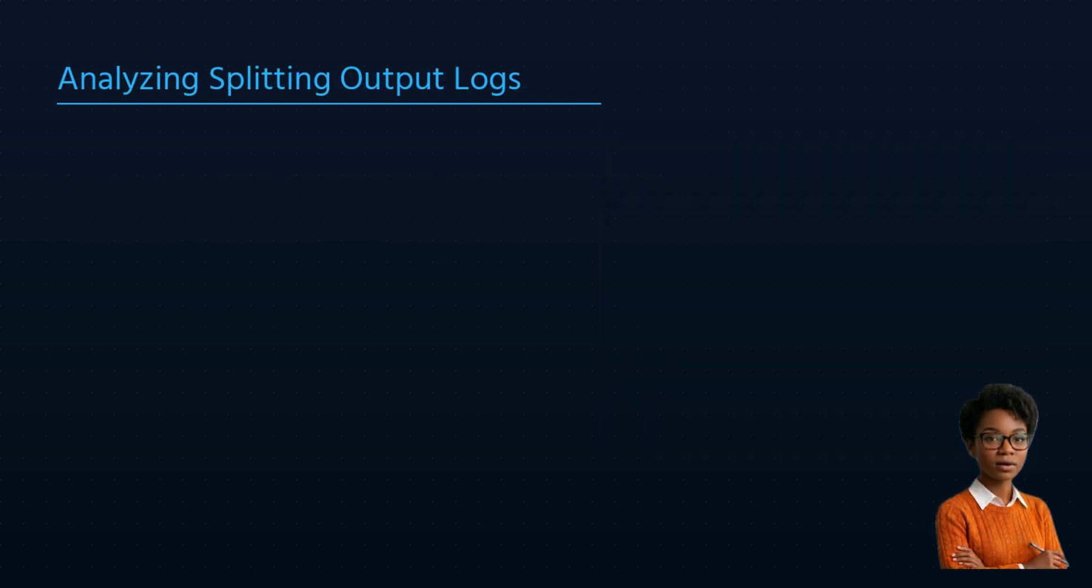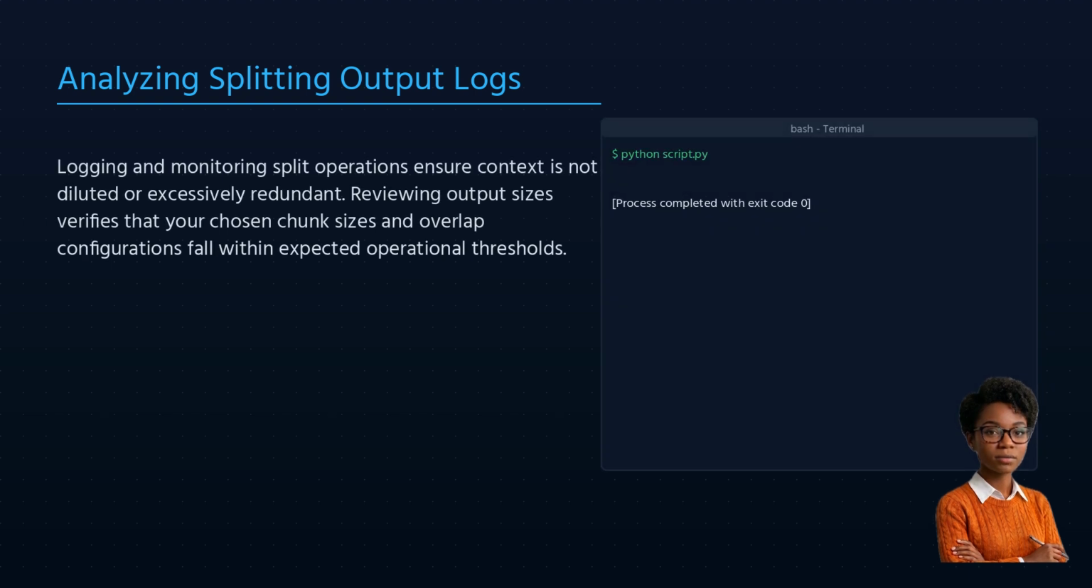Let's examine the generated logs after we run our custom splitter on the output of our file loader. The terminal output confirms that our document was split into clean subsegments, and we successfully printed the exact text chunks along with their corresponding metadata dictionaries.